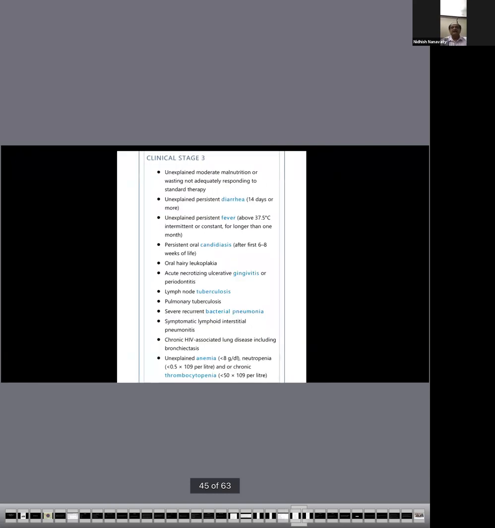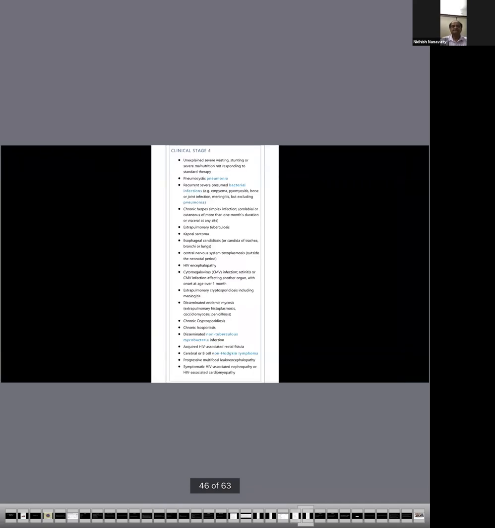In clinical stage 3, along with malnutrition and wasting, there is diarrhea, fever, candidiasis, gingivitis, tuberculosis, bacterial pneumonia, anemia and thrombocytopenia, and lymphoid interstitial pneumonitis. Clinical stage 4 has almost all the conditions, including chronic toxoplasmosis, disseminated tuberculosis, acquired HIV-associated rectal fistula, etc., and Hodgkin lymphoma.